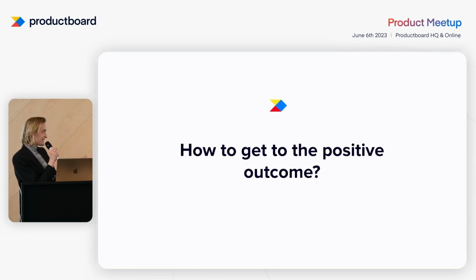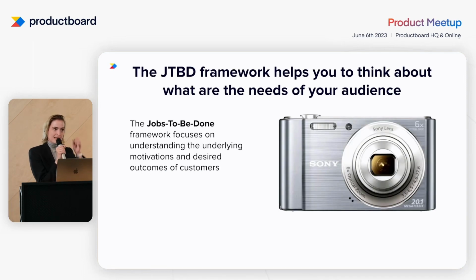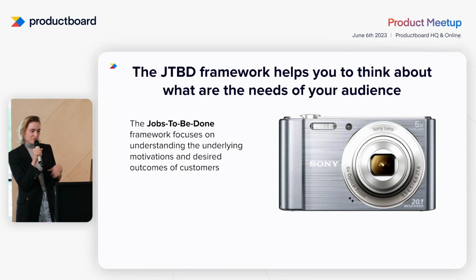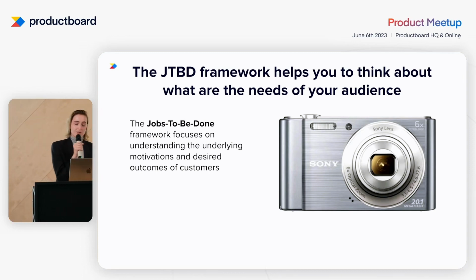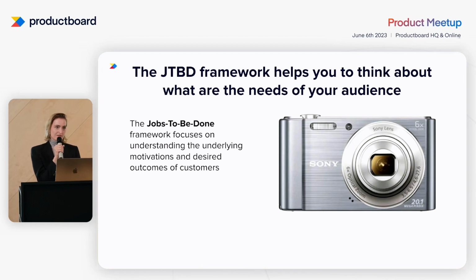You might wonder, how do we get to the positive outcome? Let's talk about how you can make this happen. And I'm going to ask this framework called Jobs to be Done for help. Have you heard about this framework? Yeah, I see some hands up. So I'll also quickly explain what it is. The Jobs to be Done framework focuses on understanding the underlying motivation and desired outcomes of customers. If you don't really know this framework, I think it's extremely helpful, so I also recommend checking it out. But for this kind of scenario, I can give you an example.